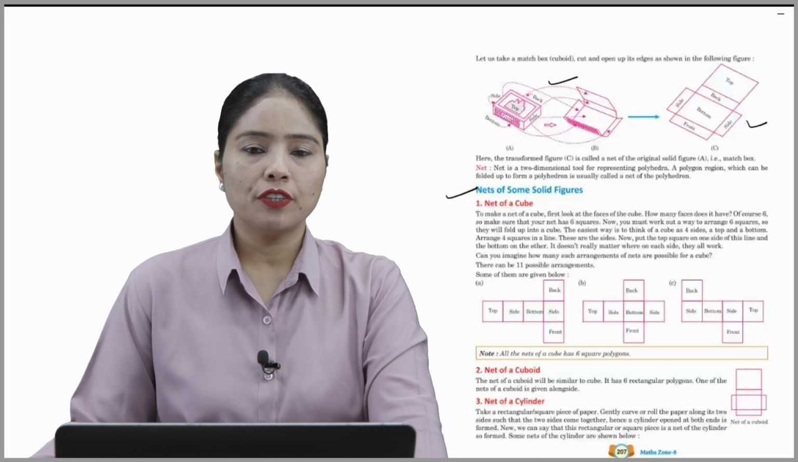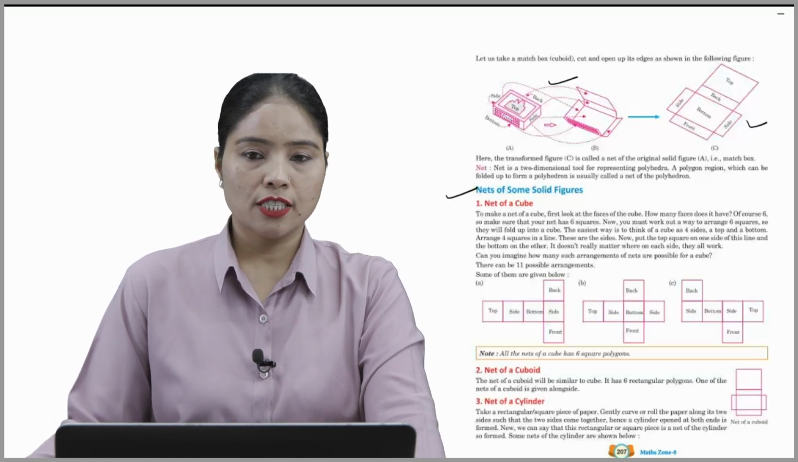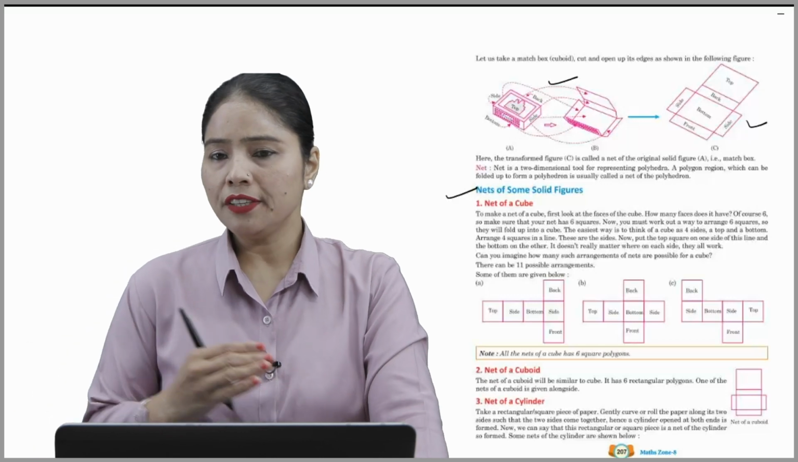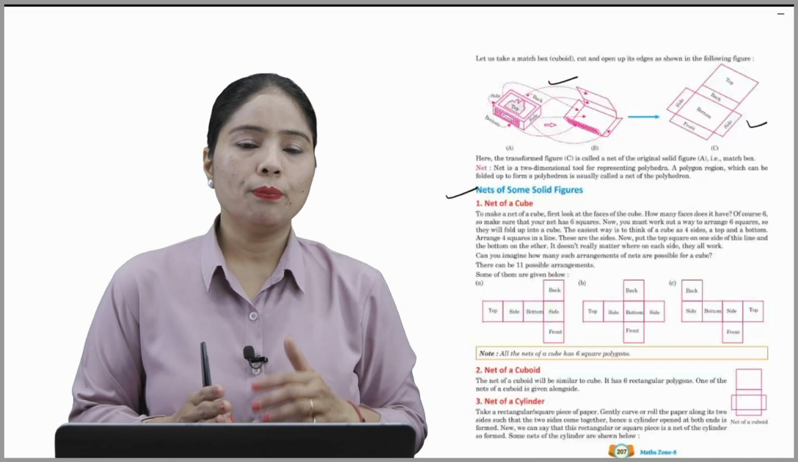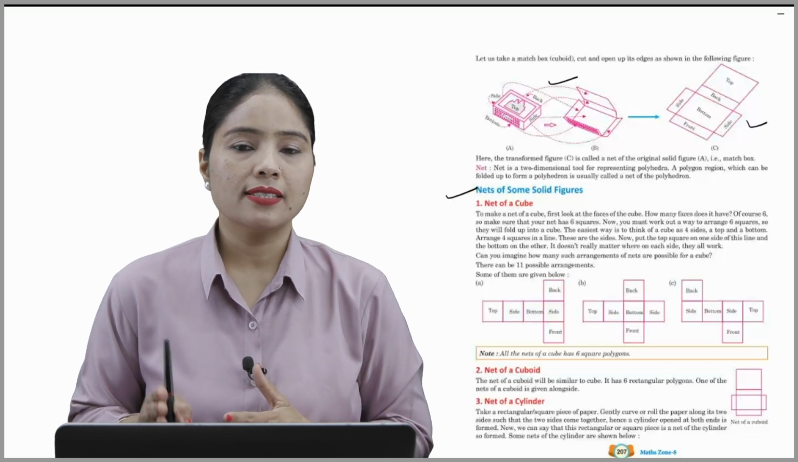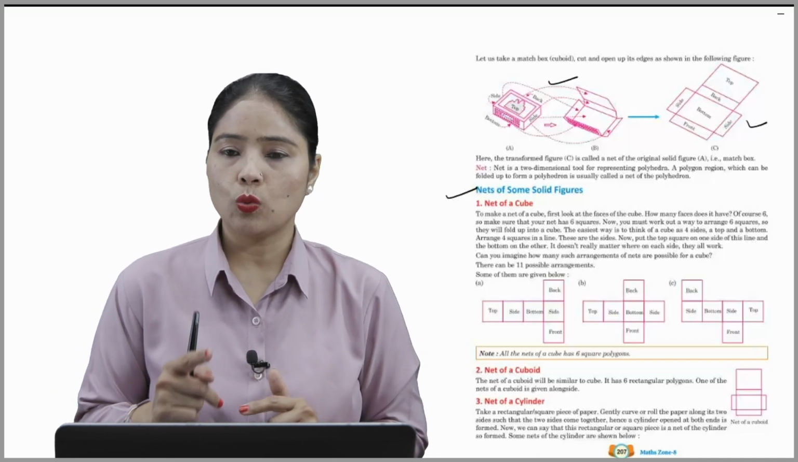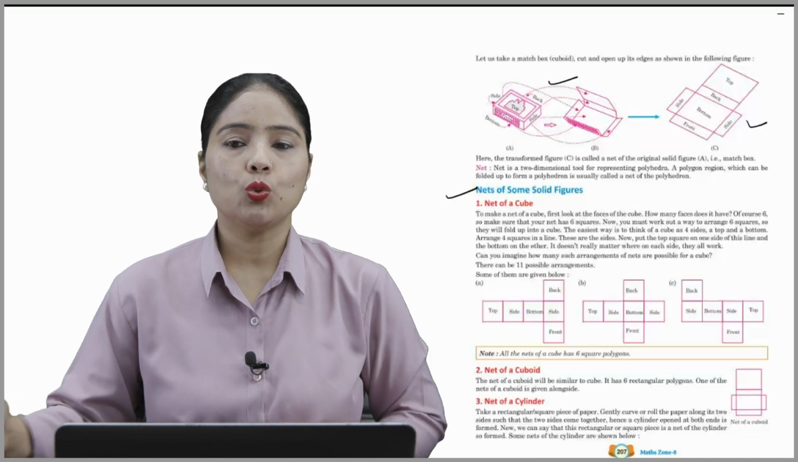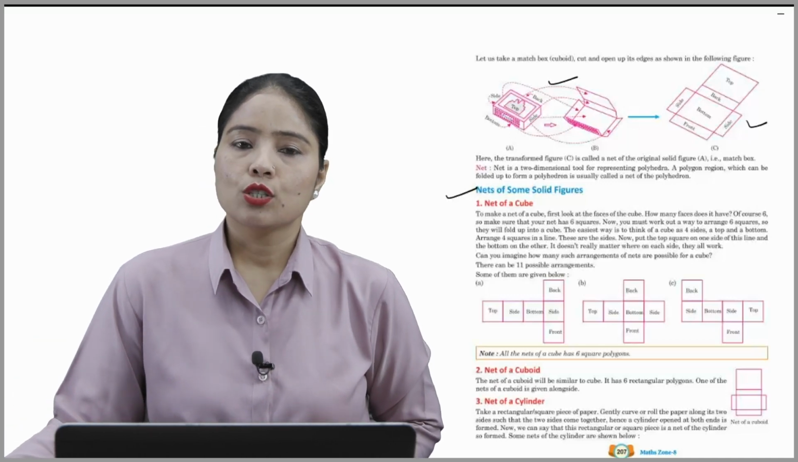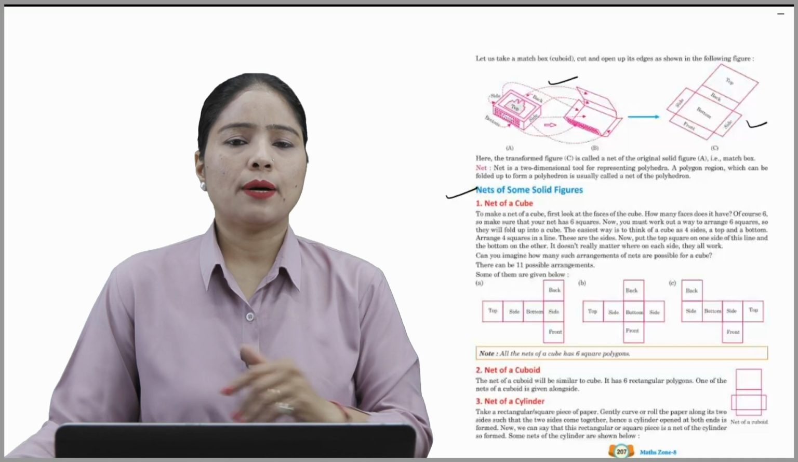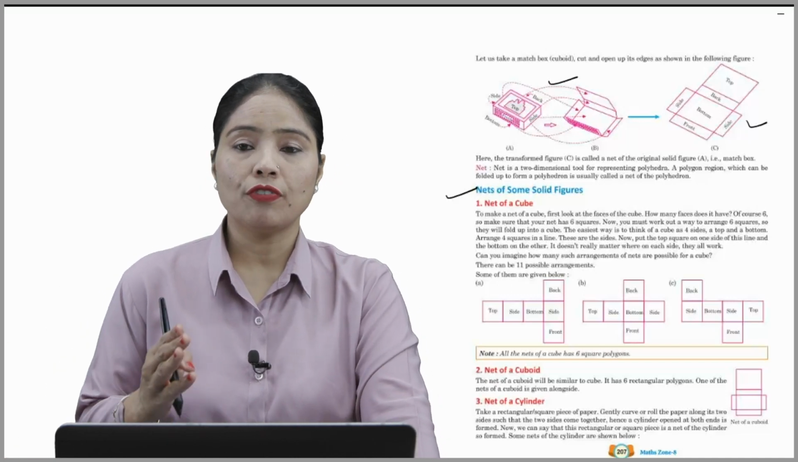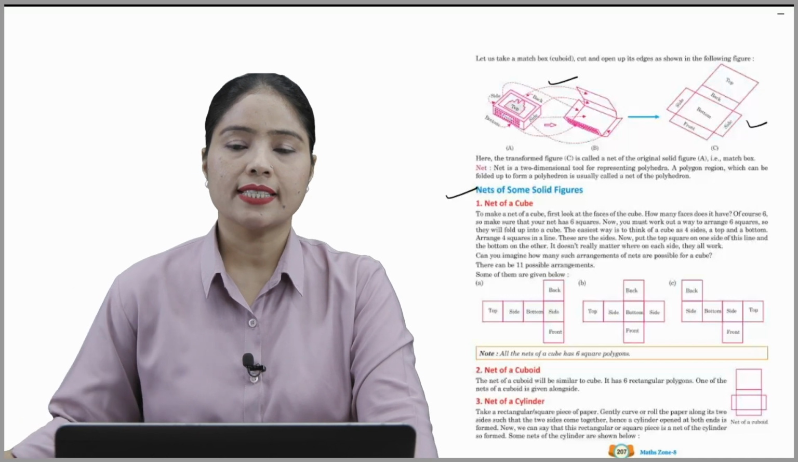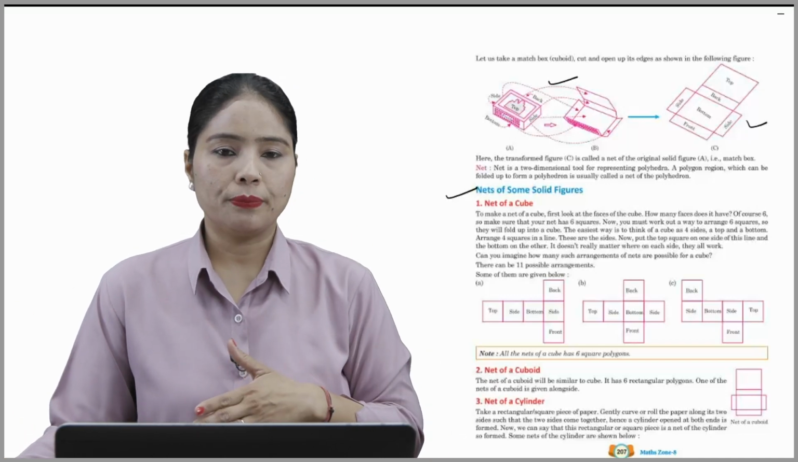To make a net of a cube, first look at the faces of the cube. How many faces does it have? Of course 6. So make sure that your net has 6 squares. Now you must work out a way to arrange 6 squares so they will fold up into a cube. The easiest way is to think of a cube as 4 sides, a top and a bottom, beta.